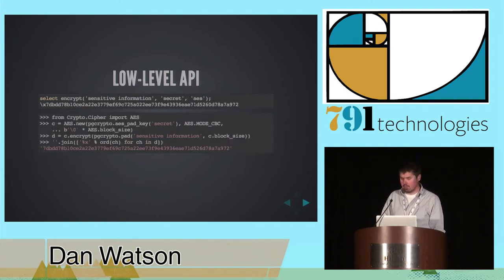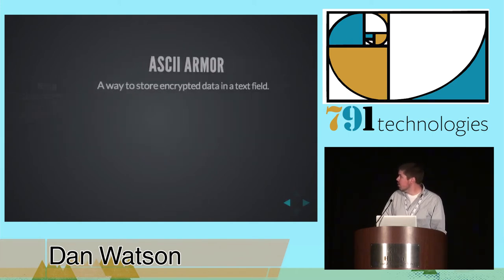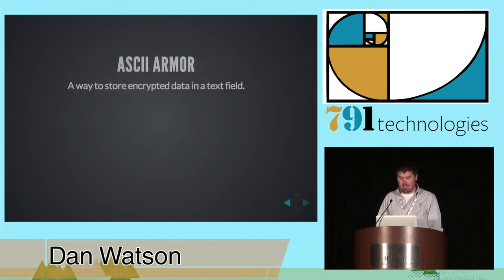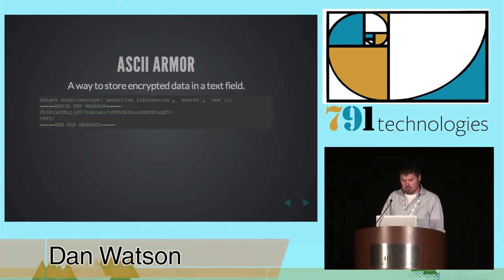And basically doing the same thing in Python using PyCrypto and a couple utility functions in my library, you basically get the same data back. So you could also do the same thing with ASCII armor, which is basically a fancy name for, again, the OpenPGP message format. You can take that same encrypted data and call armor on it, and you get back this text string where you can actually store basically the binary data in a text field instead of a bytea or whatever you want to store it in.